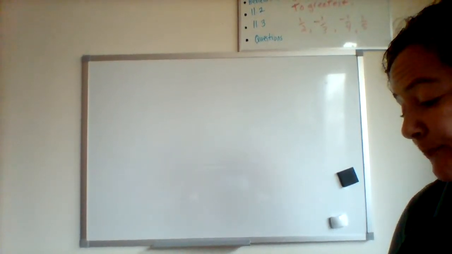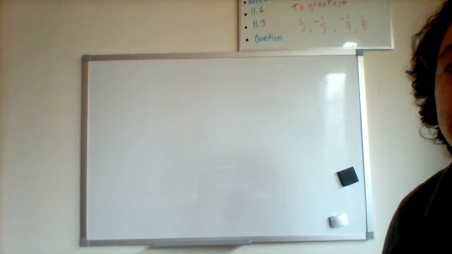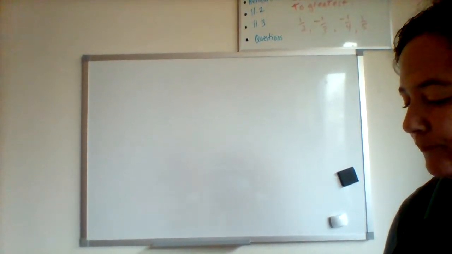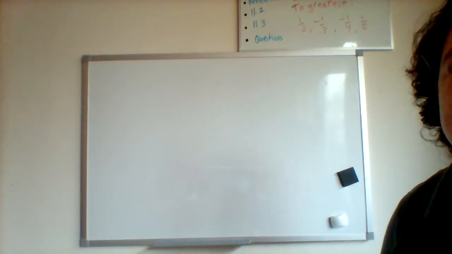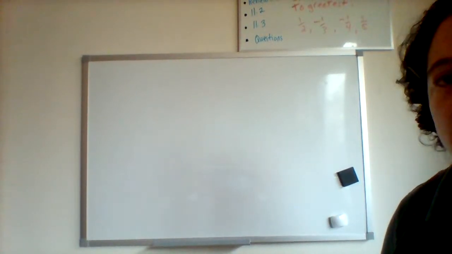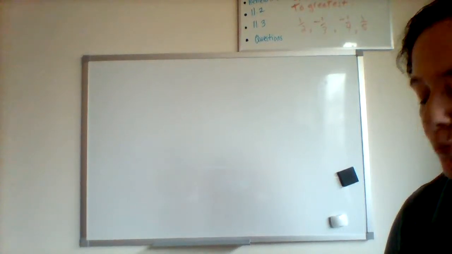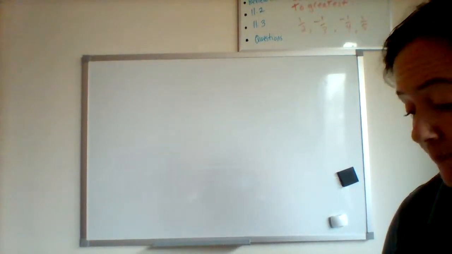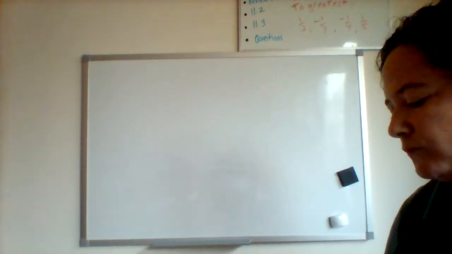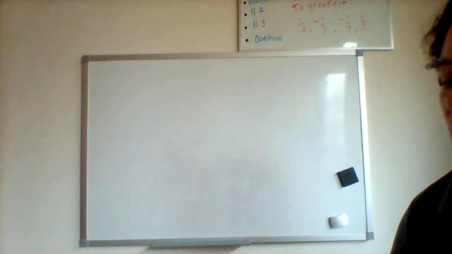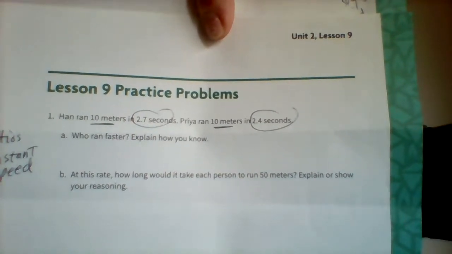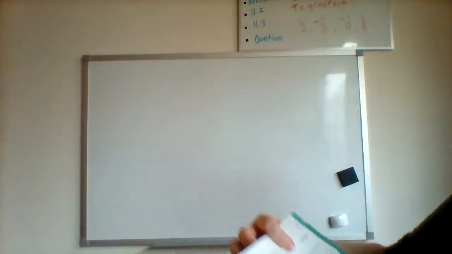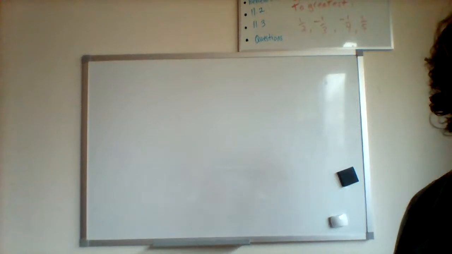Priya ran faster, and it's because she did it in less time. Even though she ran the same distance as Han, she did it in less time. 2.4 is less than 2.7. Okay, part B. At that rate, how long would it take each person to run 50 meters?